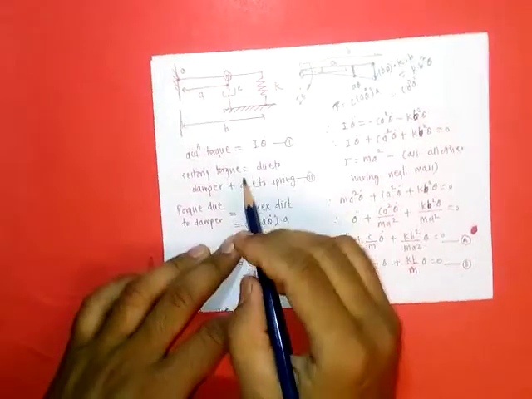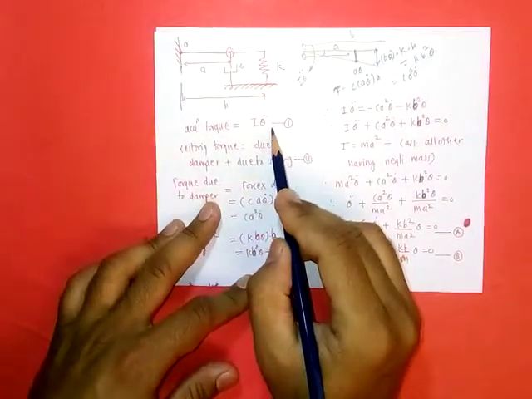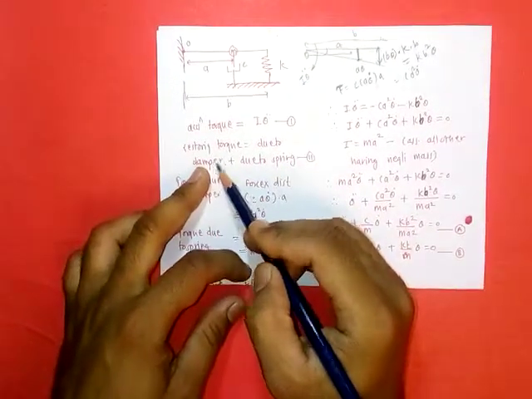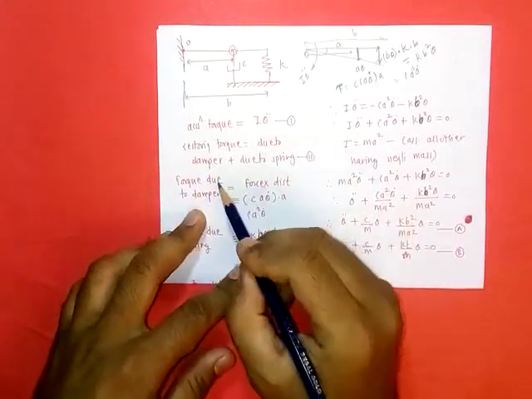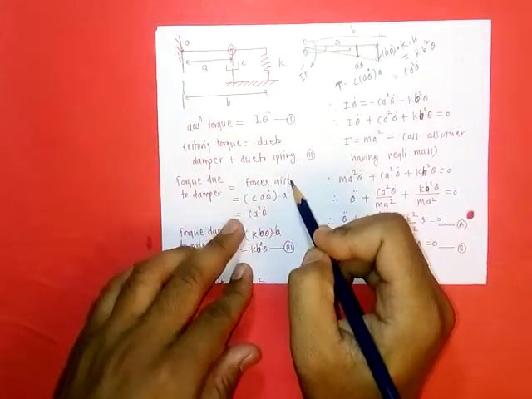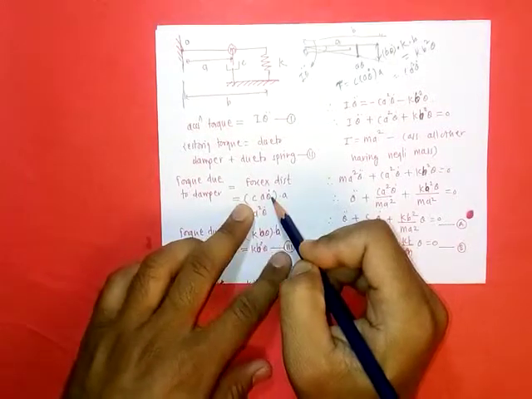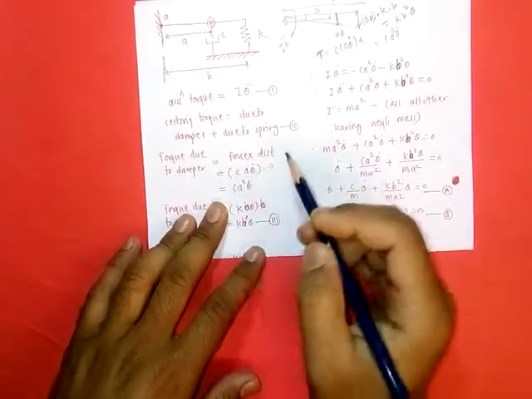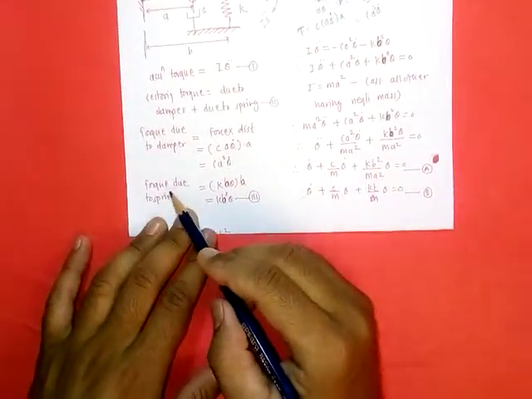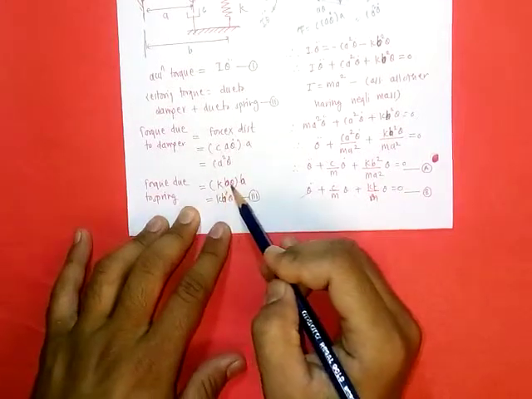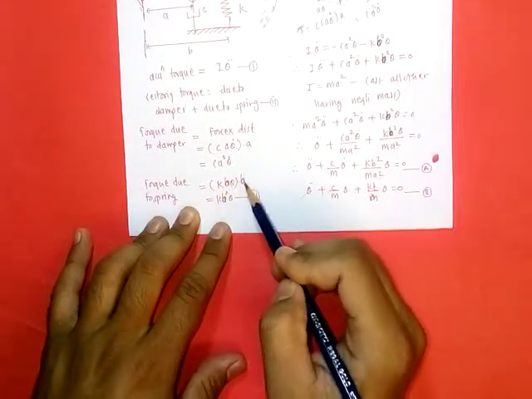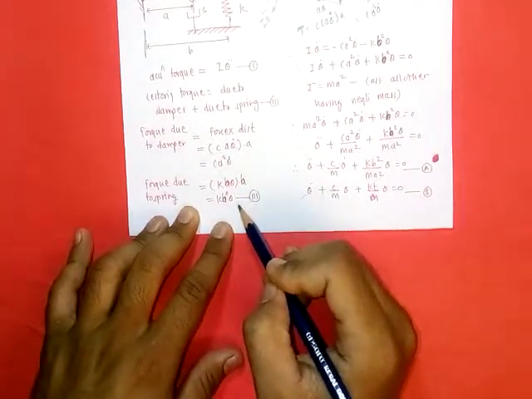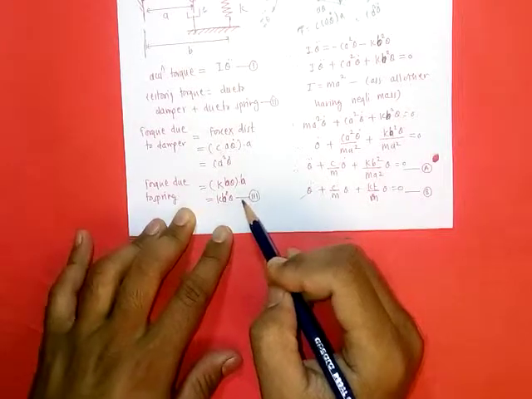That is here. Accelerating torque is I theta double dot. Resisting torque is due to the damper and due to the spring. Due to the damper, force into distance, force is ca theta dot as discussed, into distance a, so ca square theta dot. And the restoring torque due to the spring is kb theta force, at a distance b, so kb square theta.